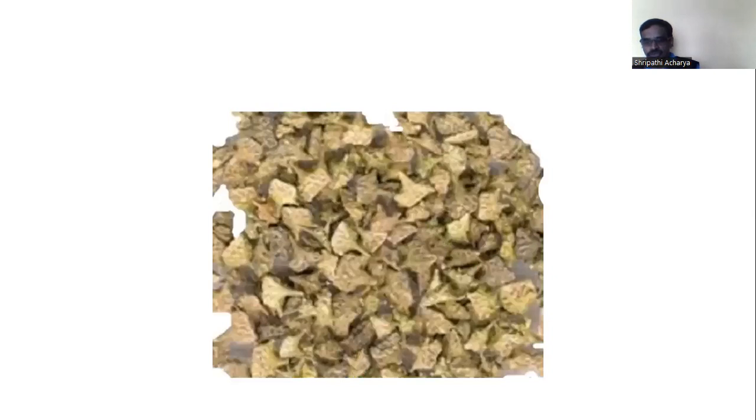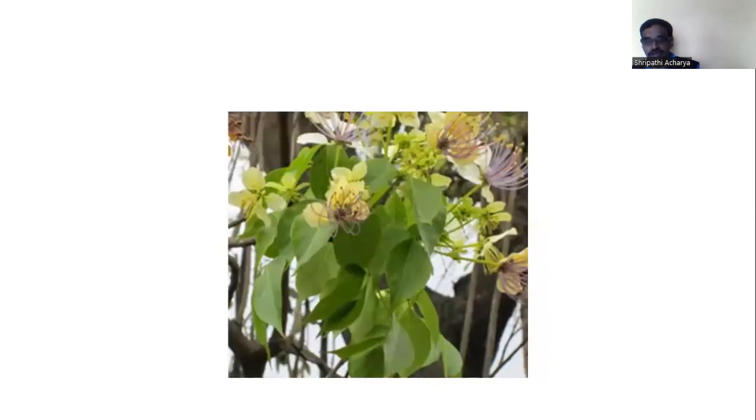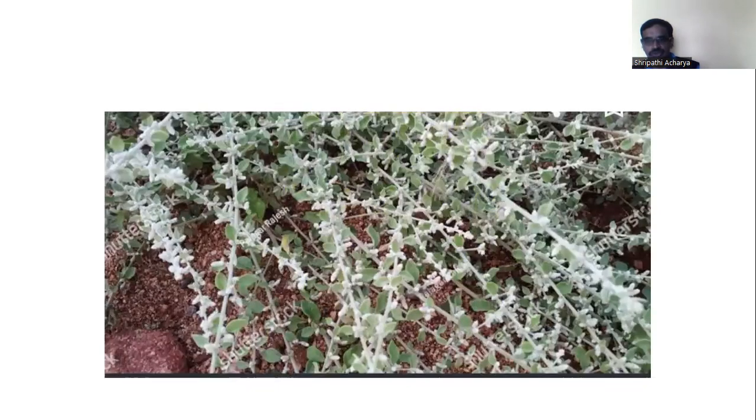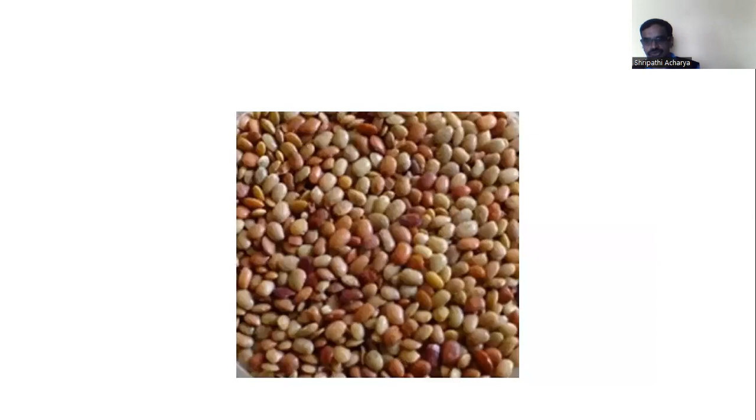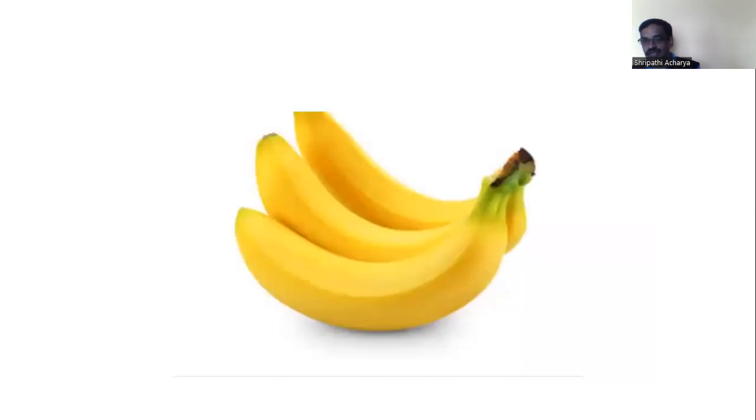This is the Gokshura, Tribulus terrestris. This is Varuna, Crateva nurvala. This is Pashanabheda, Kashaya or Churna. This is Kulattha; Kulattha Yusha can be used. It is very useful in this pathology.